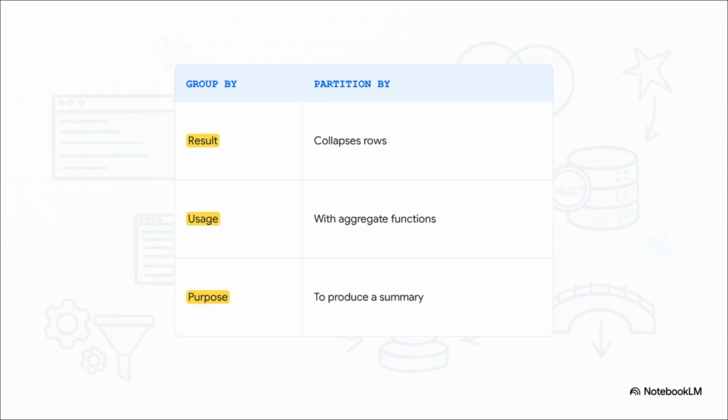Partition by is totally different. It works with window functions. It lets you perform a calculation across a window, or a set of rows, but, and this is the key, it keeps all your original rows.